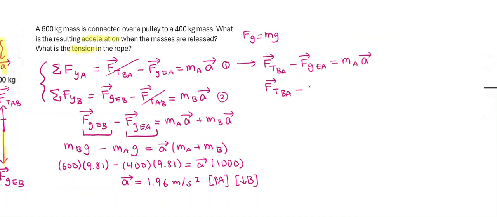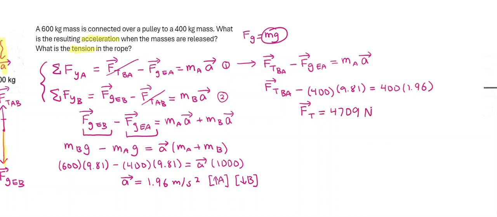This again is just mass times gravity. So this is going to be 400 times 9.81 equals 400 times 1.96. And then if you solve this correctly, you should get the tension to be 4,709 newtons. And then the direction is actually going to be up for both.